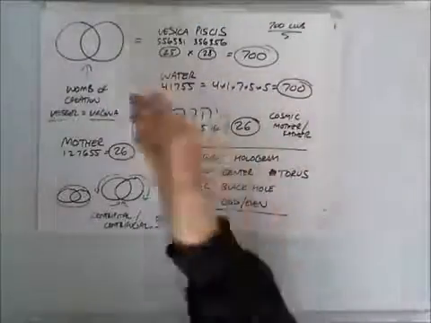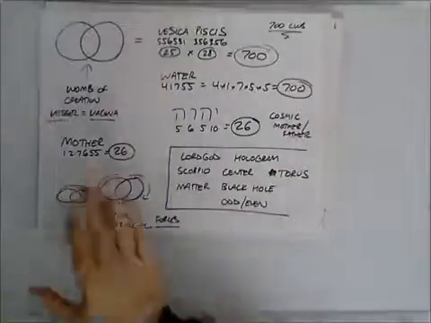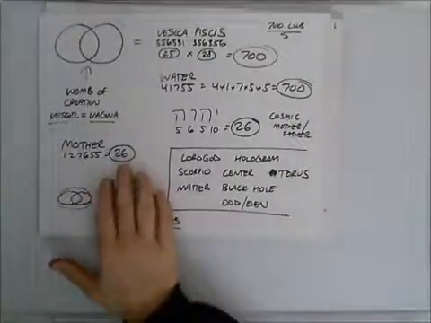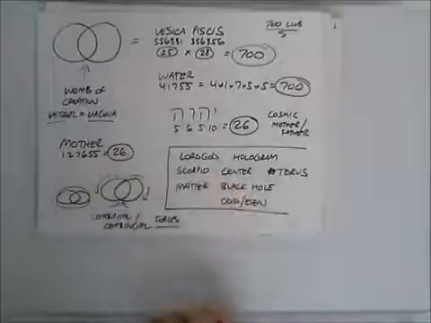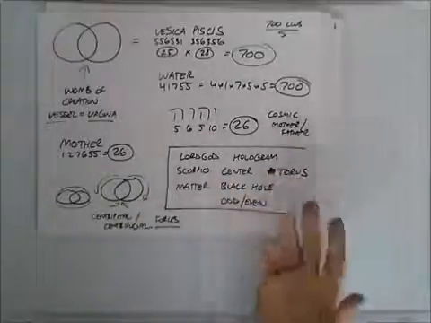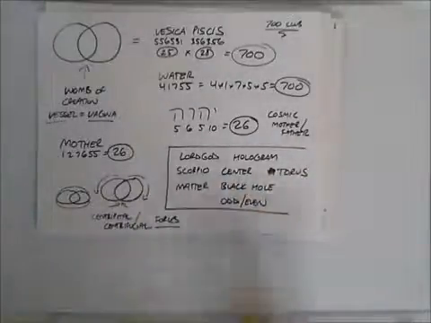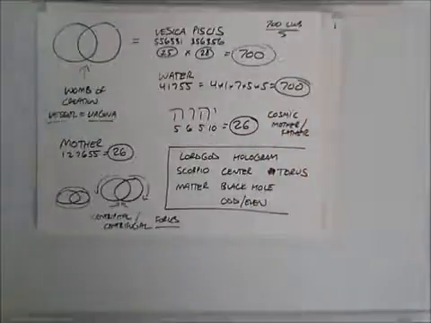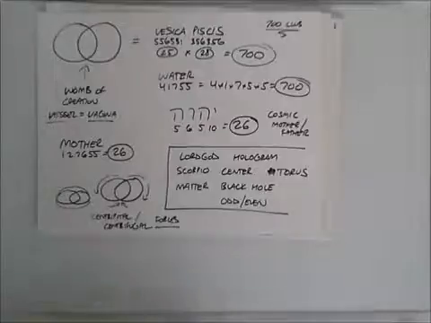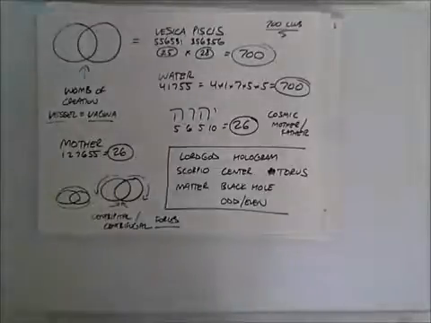Of course, this womb of creation, we found out was a mother. And we did the numerology for mother, and we know that it equaled 26. And we found out that Lord God, hologram, Scorpio, center, Taurus, matter, black hole, odd, even, all equal 26. And the holy name of the Father, the tetragrammaton, Yahweh, in the Hebrew cipher, equals 26 as well. And of course, we have 26 letters of our English alphabet.